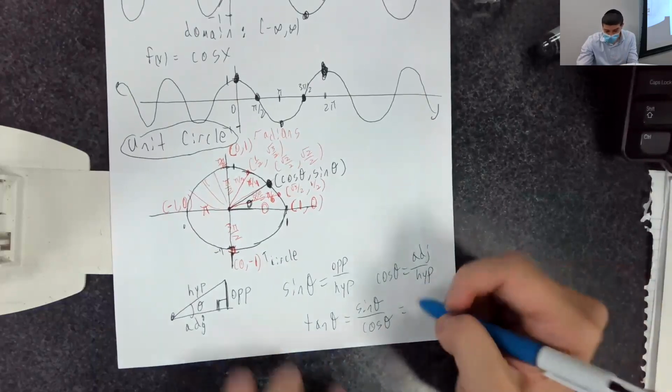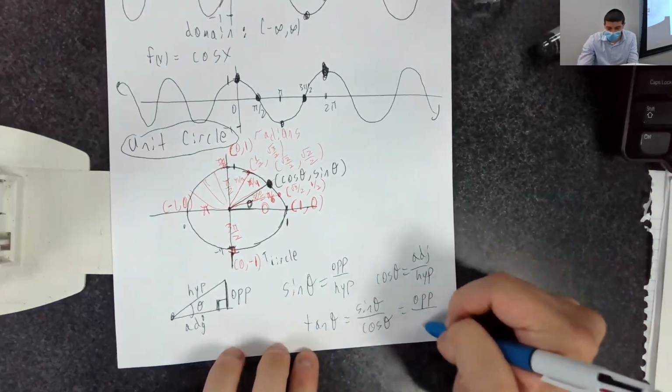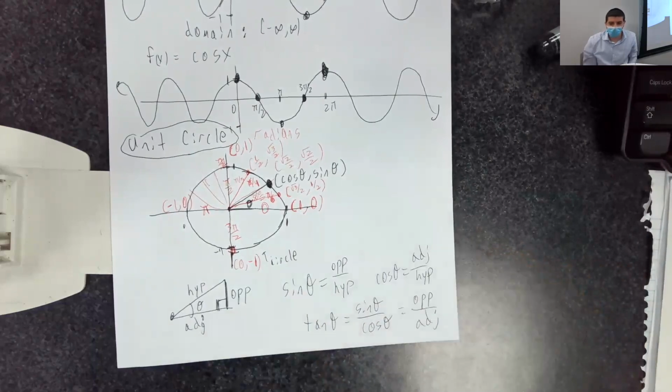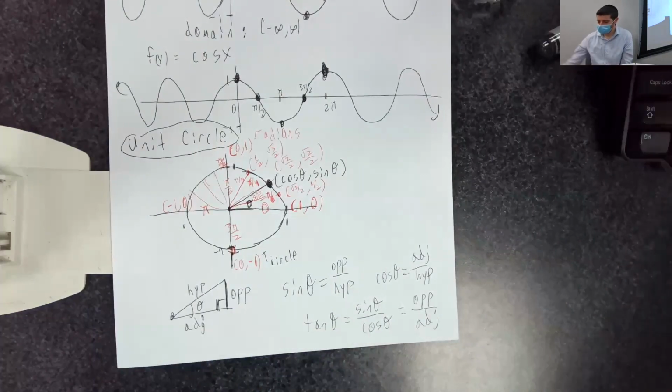So tangent is sine over cosine, which is opposite over adjacent. So sine, cosine, and tangent of different angles would tell you information about the lengths of the sides of a triangle. Questions on this?